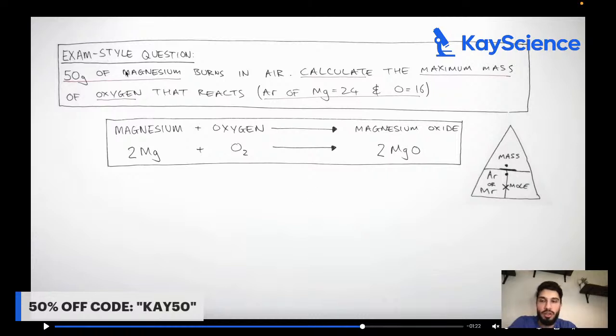So, exam style question: 50 grams of magnesium burns in air. Calculate the maximum mass of oxygen that reacts. Now, look, we need to focus on magnesium and oxygen, and we can see the ratio is 2 to 1. So when you transfer your moles across, make sure you do your moles divided by 2. I'm going to give you 3 minutes to attempt this question, okay? Even if you can do it and it's easy, prove it to yourself. 3 minutes, go.